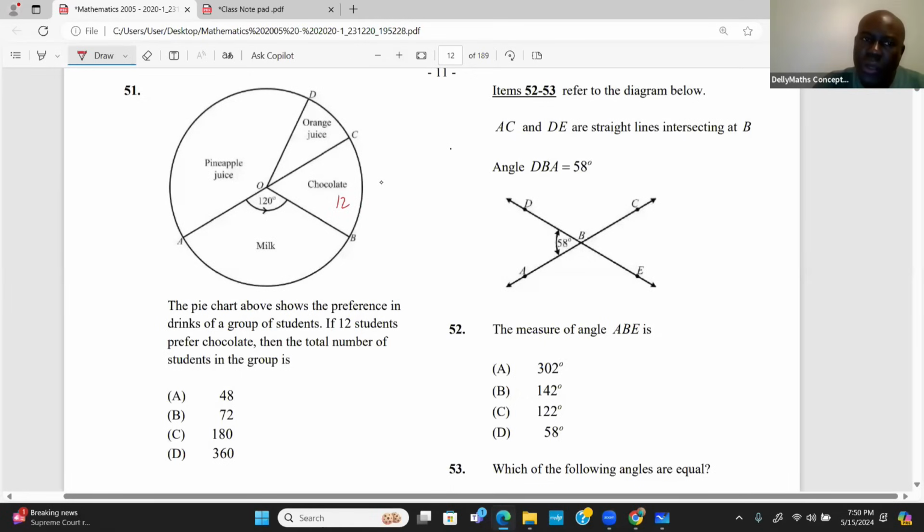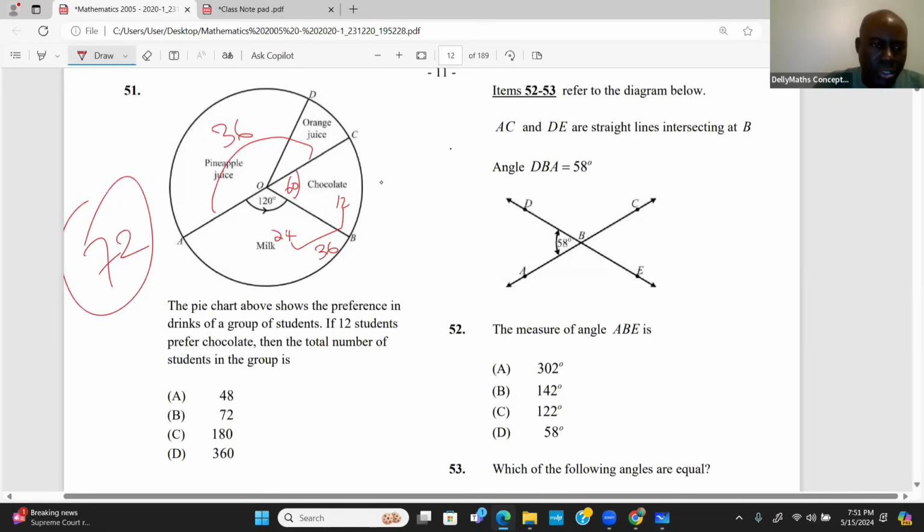We don't know this, but what we do know is that this angle is 60, because it has to be a straight line there. You see that. So if 60 goes with 12, that means 120 goes with 24, because you have to double it. It's in proportion, which means that all of this side altogether is 36. That means there's 36 here as well. So overall, everything is 72.